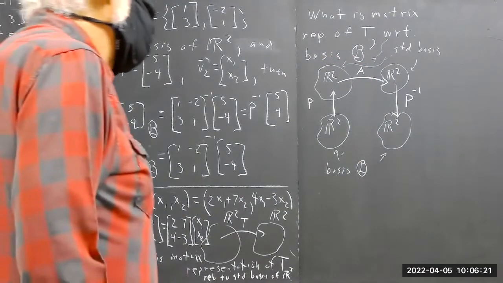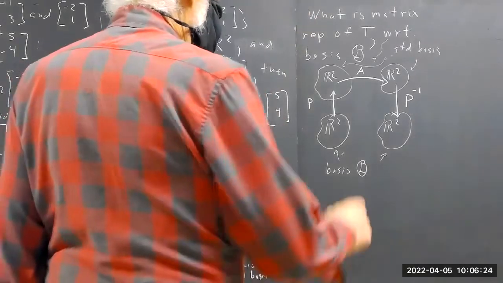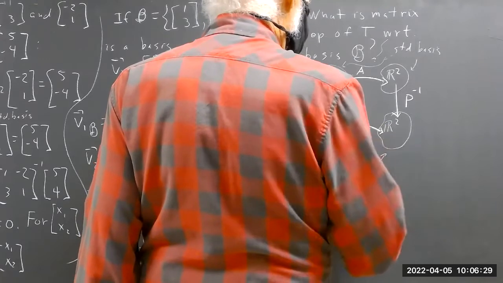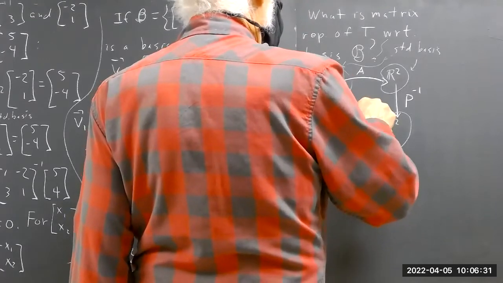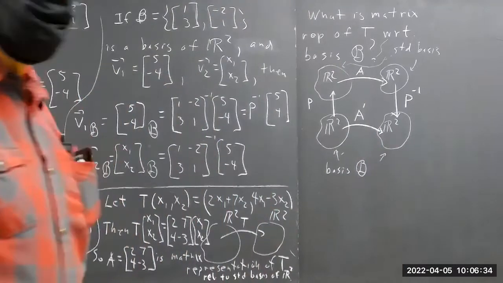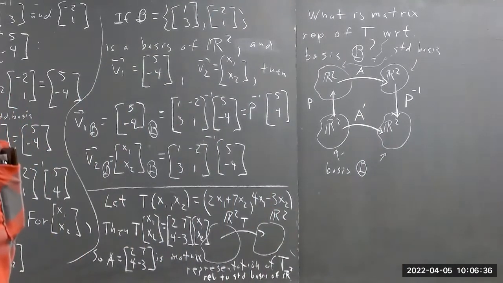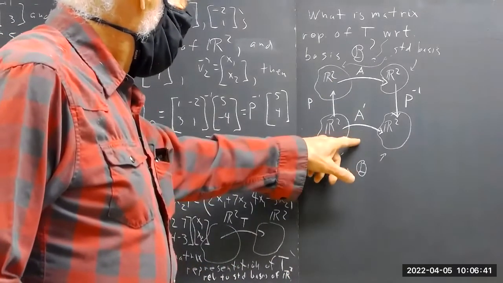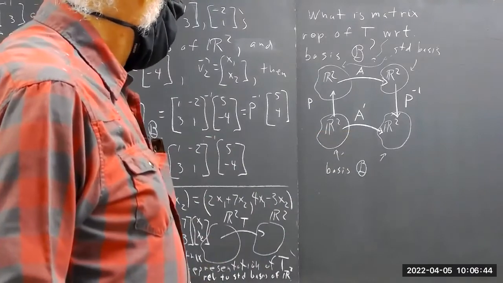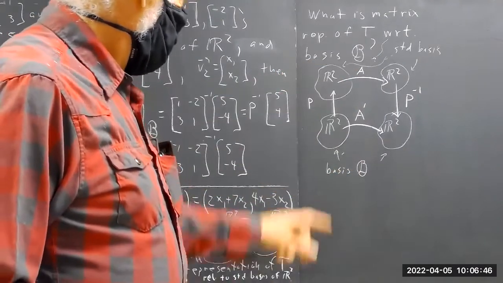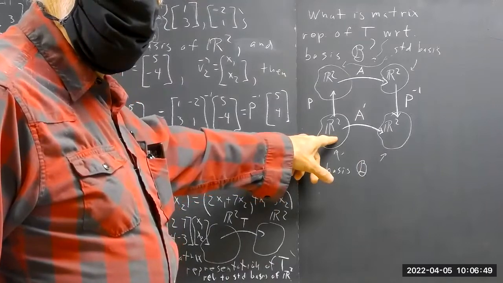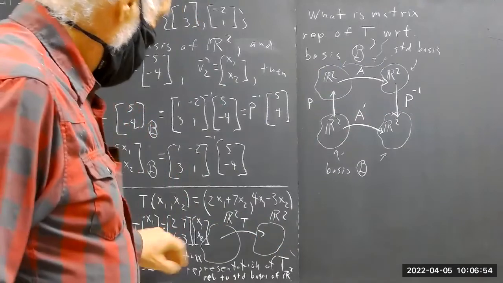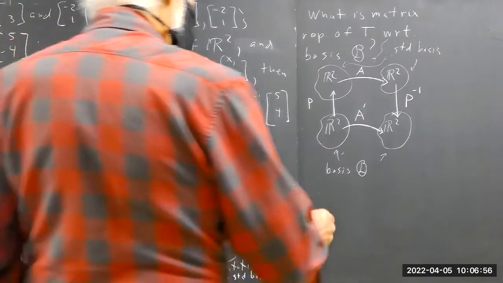So now my question is, I'm going to let you think about it for a minute. I'm going to call this matrix, this is according to your book's notation, I'm going to call this matrix A prime. So what is the connection between the matrix A prime and the matrix A? If we start with a vector here and follow this path, what's our matrix product?